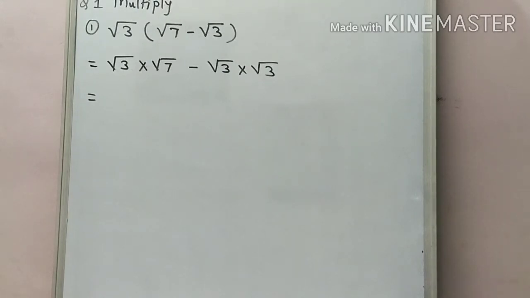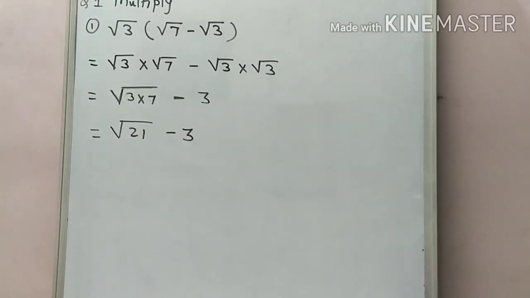So the answer is the product of the first two terms, root 3 into root 7, which is root 3 into 7, that is root 21, and for the second, root 3 into root 3, the answer is 3. Therefore the product is root 21 minus 3. Here root 21 is an irrational number, 3 is a rational number, and hence the subtraction value is again an irrational number.